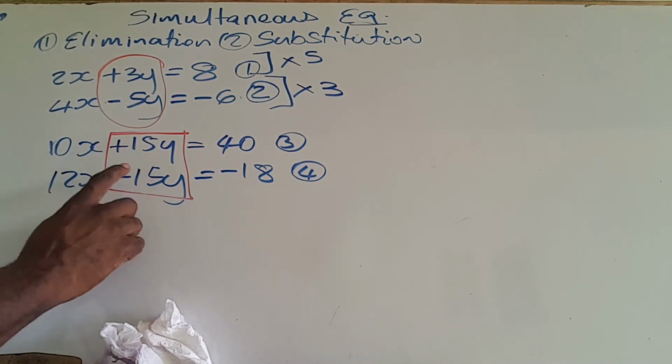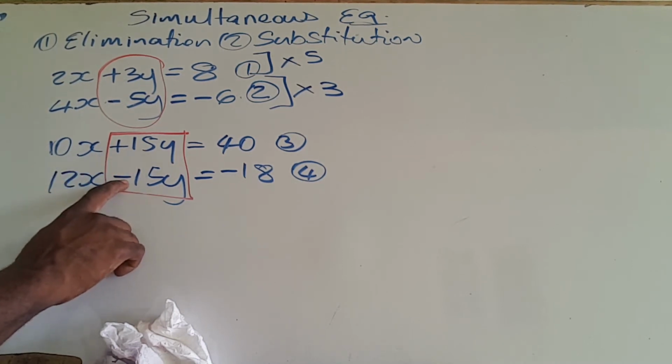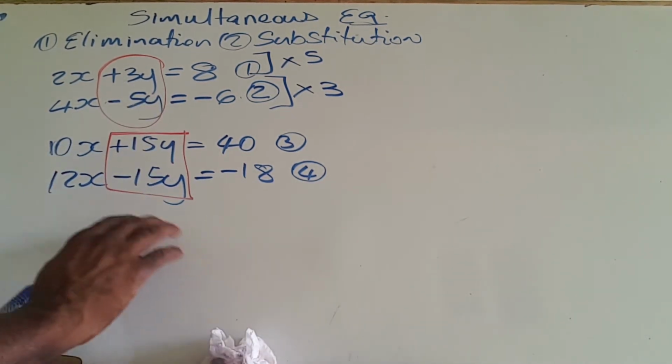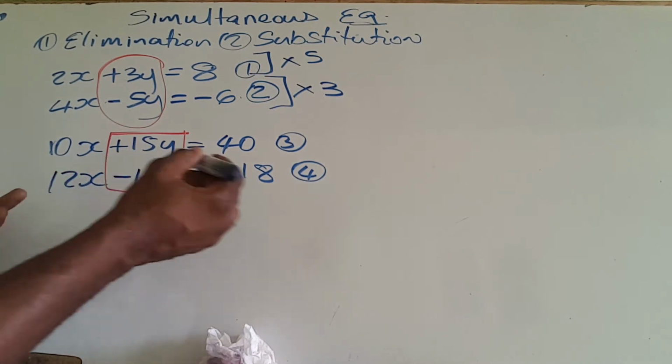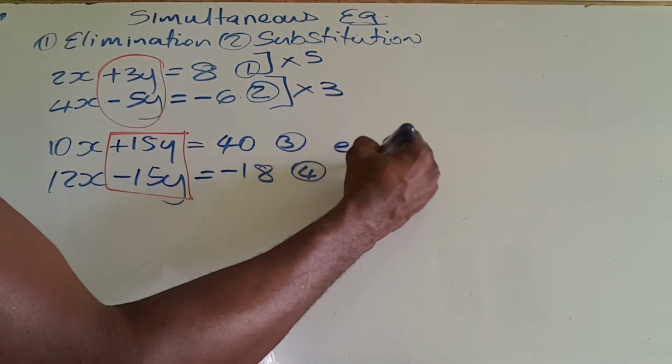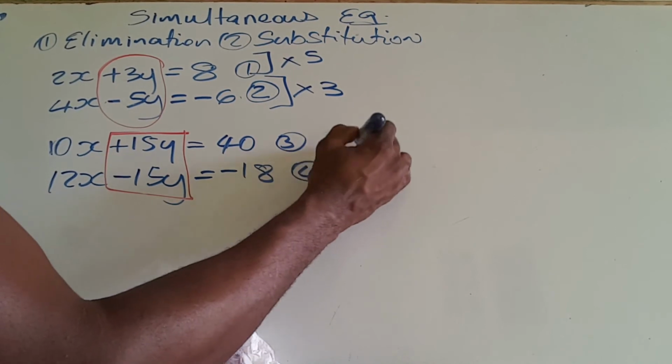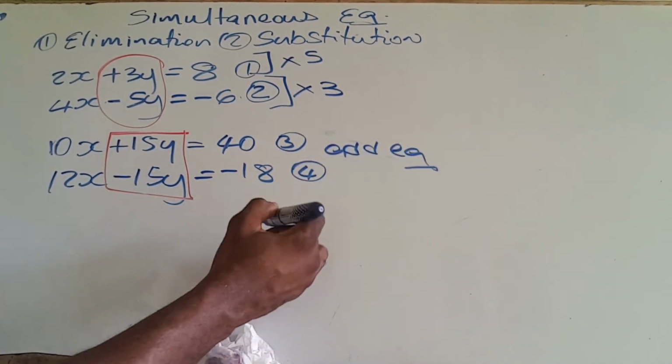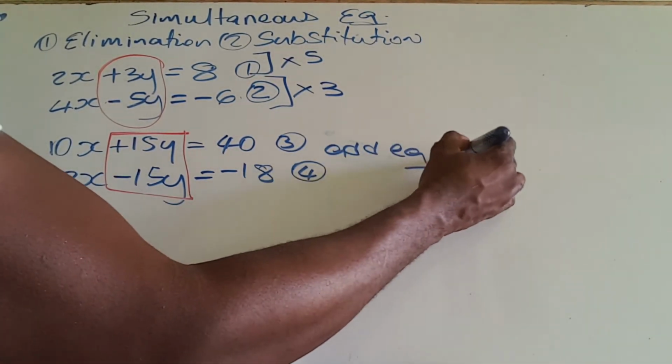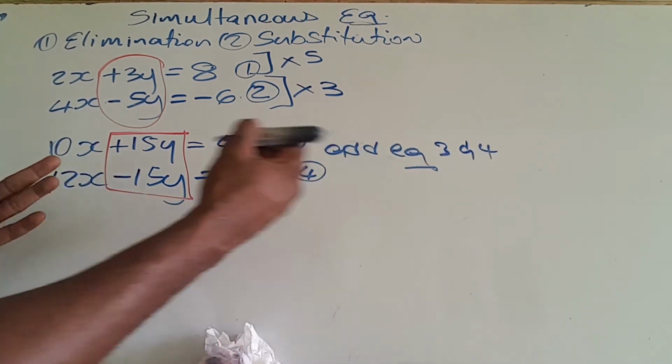Well, you would see right now that I have a negative and a positive 15. If I add them together, then they would be eliminated. So I'm going to add. Sometimes you just write what you want to do: I want to add equation 3 and 4. I want to add them together.